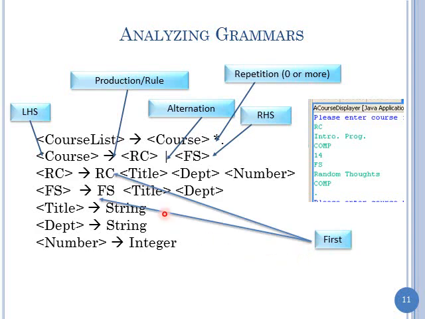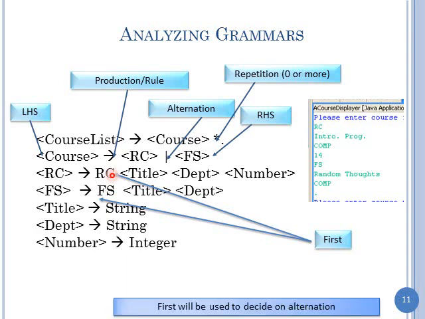And RC and FS were interesting, and this dot here is, of course, just a terminal. RC and FS were interesting terminals because they were used to make a decision, and they're the first terminals in a production. So the first of a right-hand side is called the first, and that's a special kind of terminal because that helps us make decisions. So RC and FS are the first terminals, and first will be used in alternation.